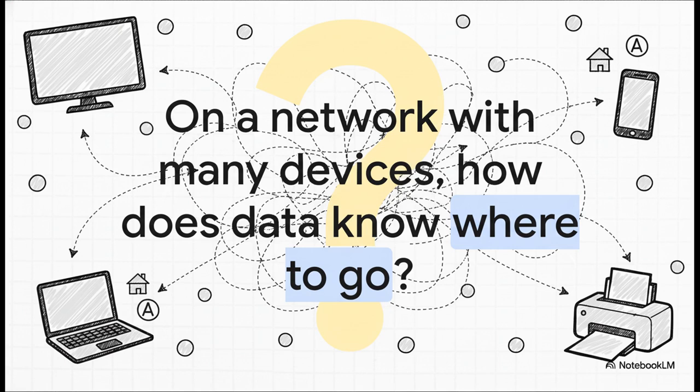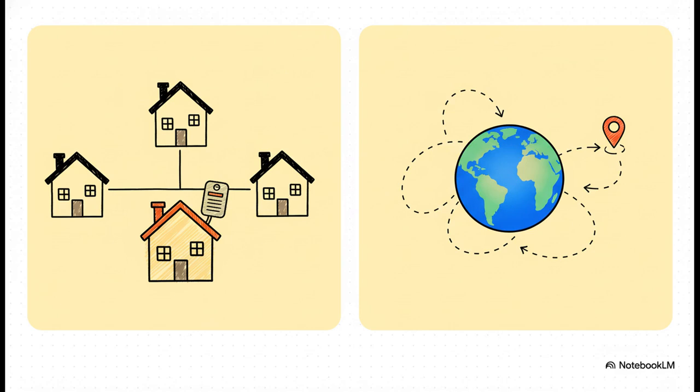Actually, to get around its local neighborhood and the wider world, every device needs two addresses. And this is where it gets super interesting. For that local travel, inside your LAN, devices use something called a MAC address. But for global travel, out on the big internet, they use an IP address. They're for two completely different things, kind of like having your name versus having your full mailing address.